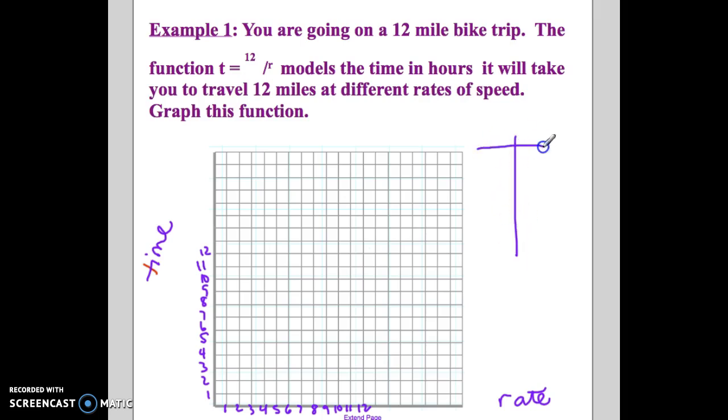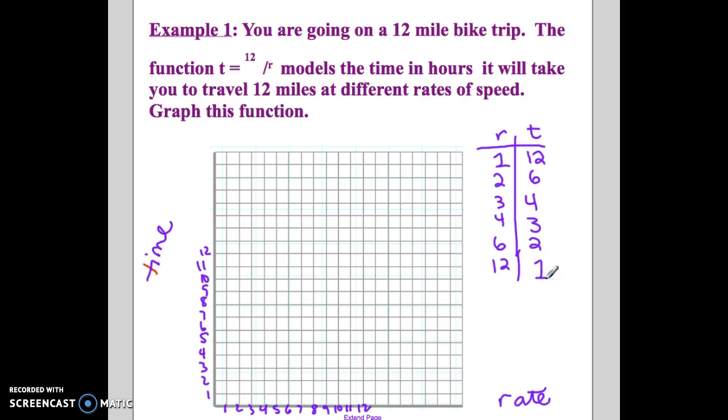Just like graphing any other function, though, it's totally fine to use a table. And I'm going to try to pick some nice convenient values for r, like 1, 2, 3, 4, 6, 12. I chose factors of 12 because that would make me a nice, pretty whole number answer when I divide it out. So 12 divided by 1 is 12, 12 divided by 2 is 6, 12 divided by 3 is 4, 12 divided by 4 is 3, 12 divided by 6 is 2, and 12 divided by 12 is 1.